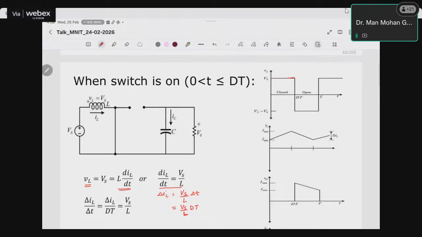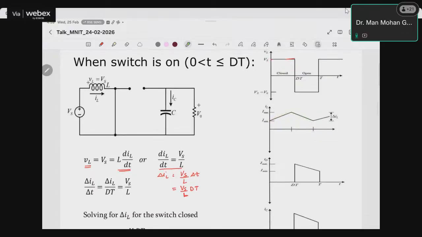When the switch is off or open, then this is the voltage, which is Vs minus V naught, right? And when positive voltage Vs is there, the inductor current increases, and when the voltage is negative, the inductor current decreases. This is the diode current, because during the on period the diode is not operating, so the current through the diode is 0.